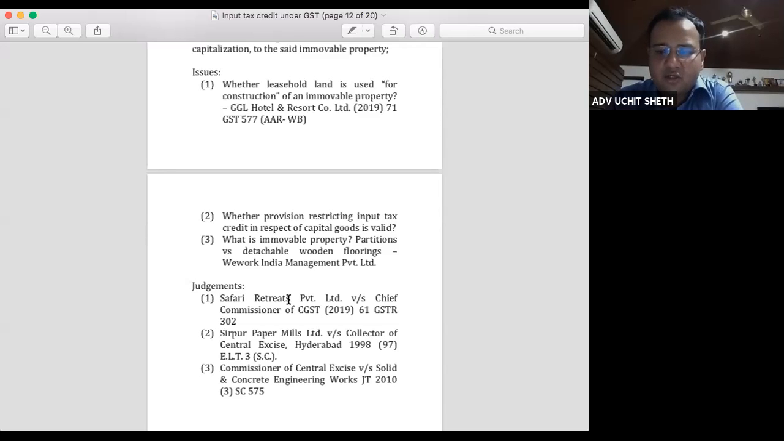The advance ruling authority takes a view that while partitions have a permanent feature in the office, so they will form part of the immovable property. Insofar as the wooden flooring is concerned, that is completely detachable, and therefore the authority took a view that for detachable wooden flooring, the SSE will be entitled to input tax credit. What is an immovable property?